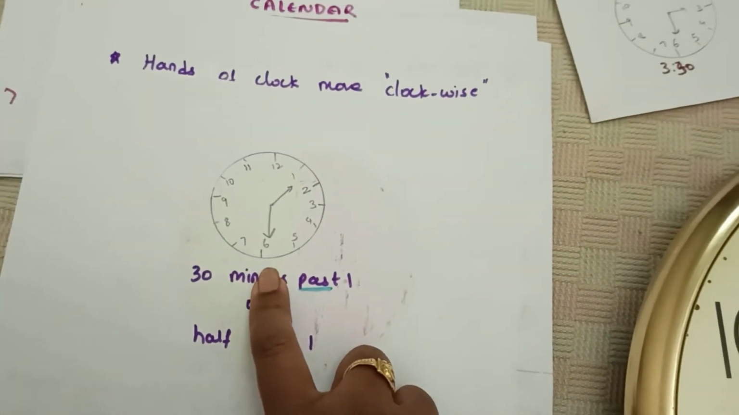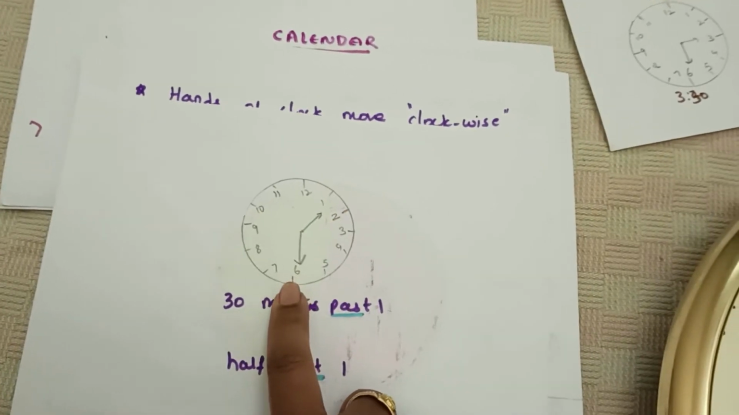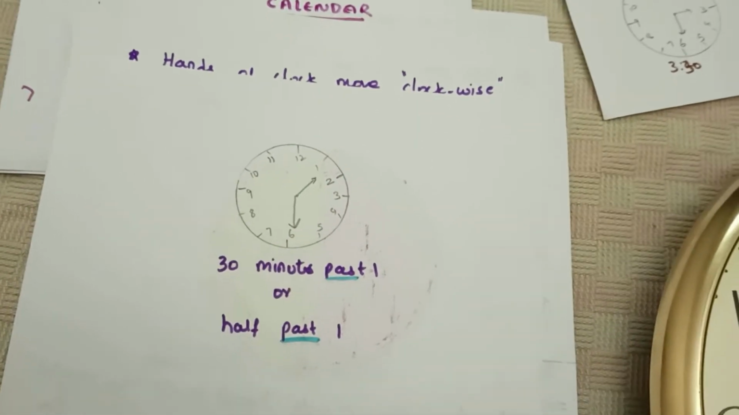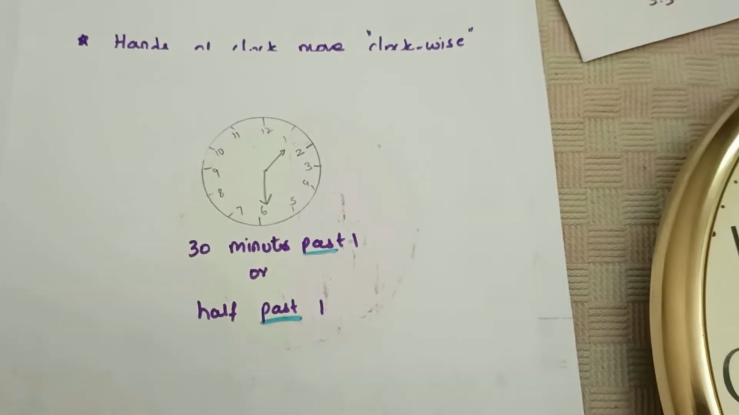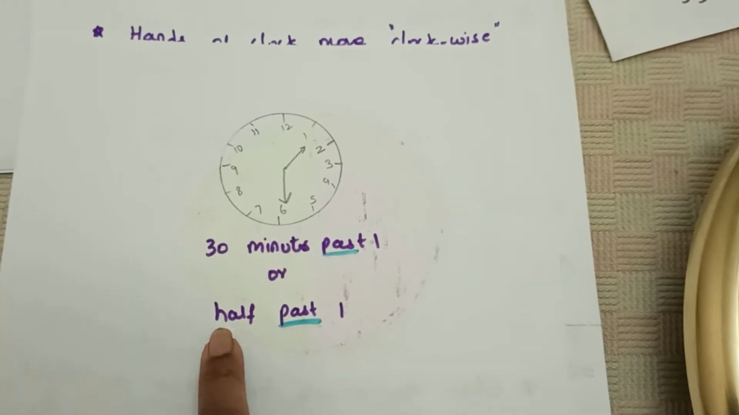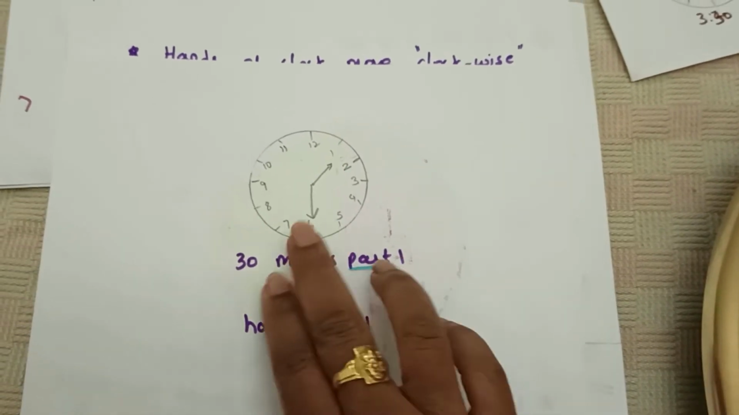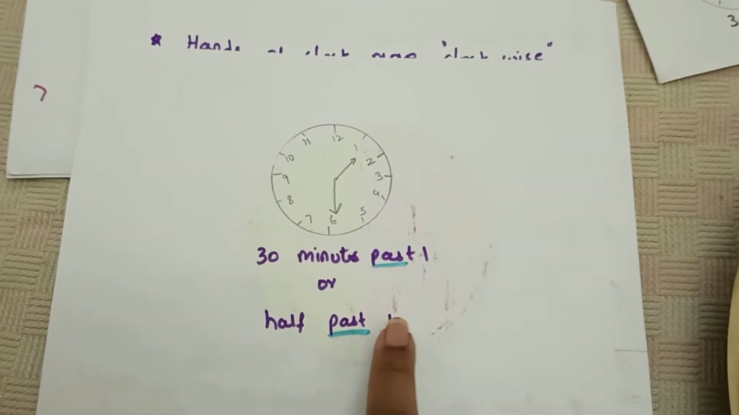In this diagram, my hour hand is between 1 and 2 and my minute hand is at 6. So I have to use the term past. So 30 minutes past 1, or 30 minutes we have to call half. So half past 1, that is 1:30.